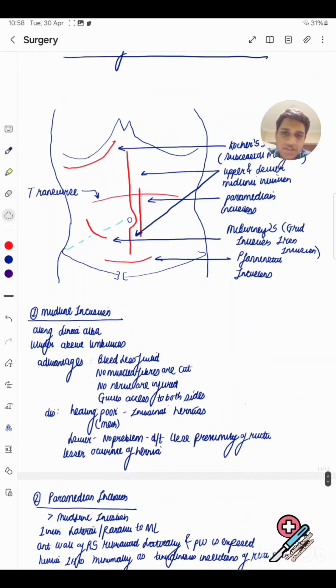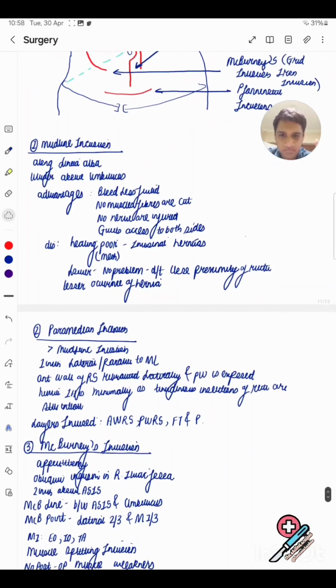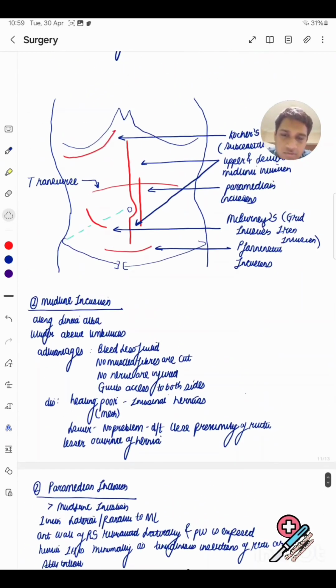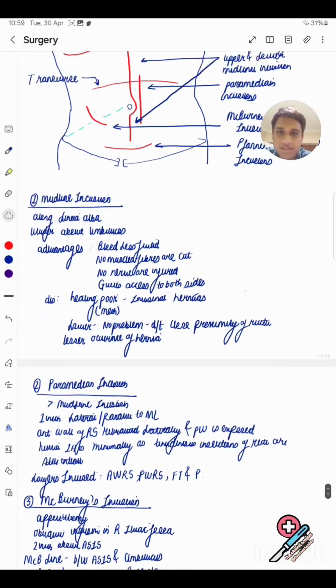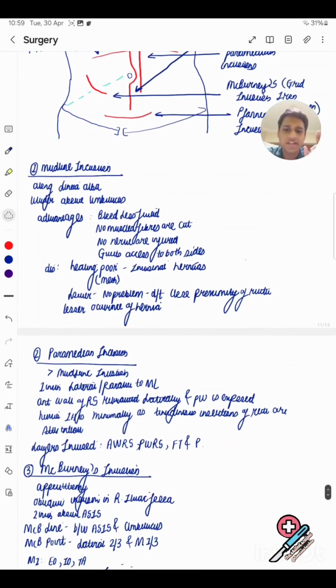The paramedian incision, as you can see here, is better than the midline incision in terms of herniation of bowel. That is, there is less herniation of bowel post the surgery. It is 1 inch lateral to the midline and parallel to the midline. The anterior wall of the rectus sheath is cut and it is exposed laterally. The posterior wall of the rectus sheath is also cut.